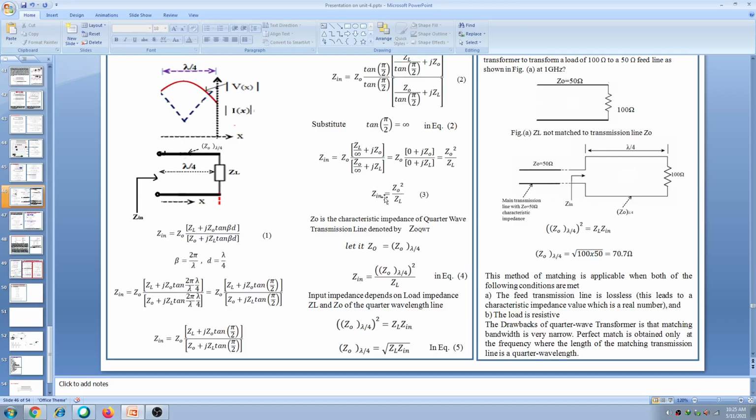It is given by this equation: Zin is equal to Z0 squared by ZL. It depends upon the value of ZL. Zin of a quarter wave line depends on the value of ZL. Okay, so we will see what this Zin is. See, this is just a quarter wave line we connected, that's all.